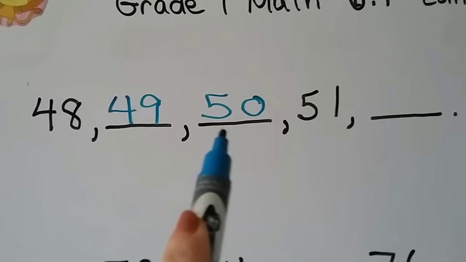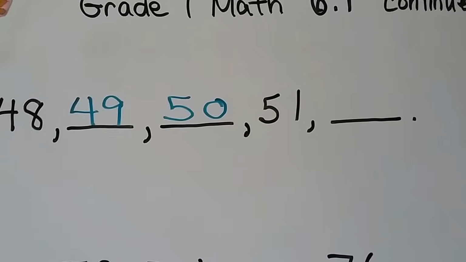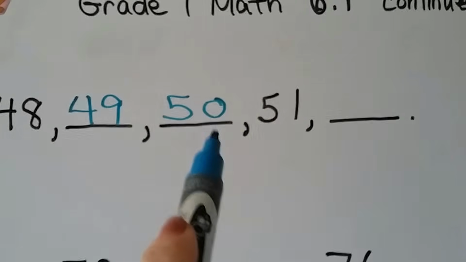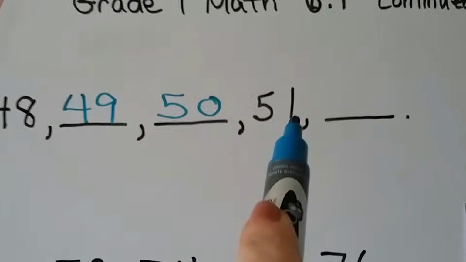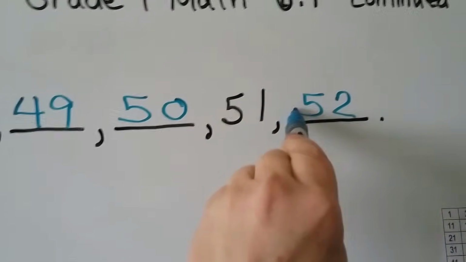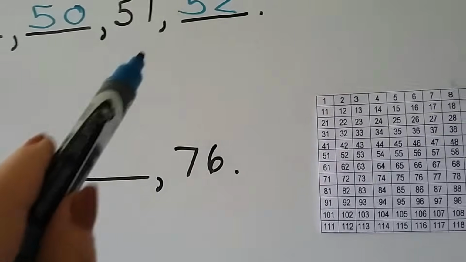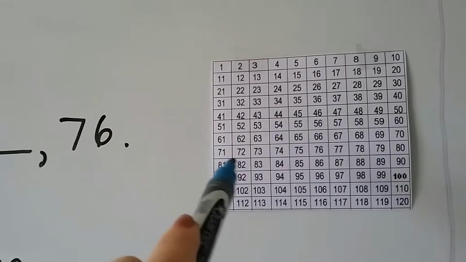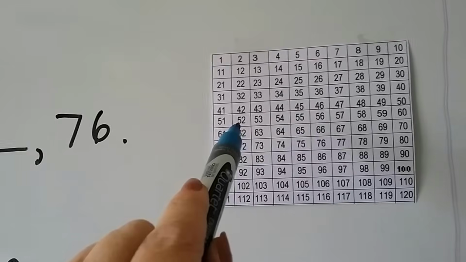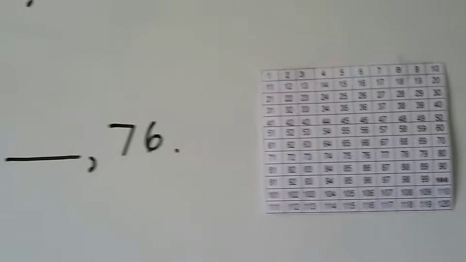48, 49, 50, 51. Do you know what goes there? See the ones place going up? 0, 1. This would be a 2. So we'd have 52. And we can check it on our 100 chart. After 51 is 52. Before 51 is 50 and 49 and 48. See?